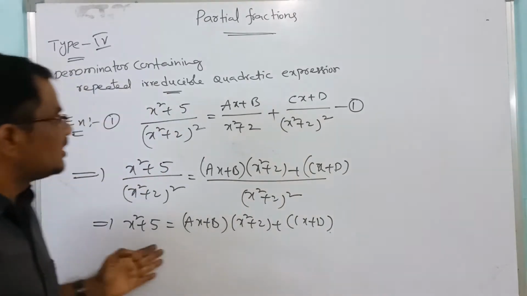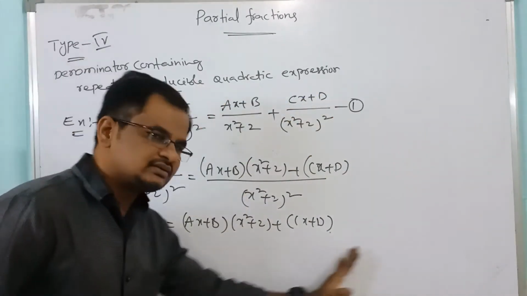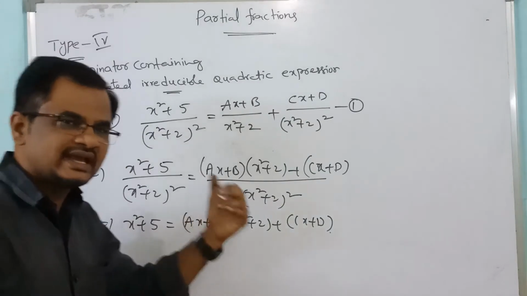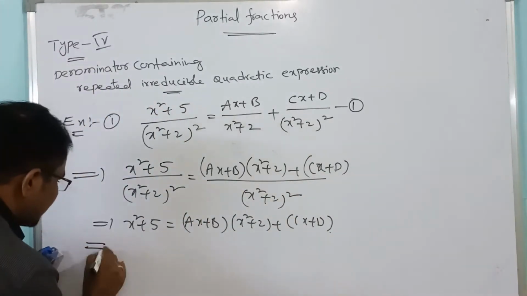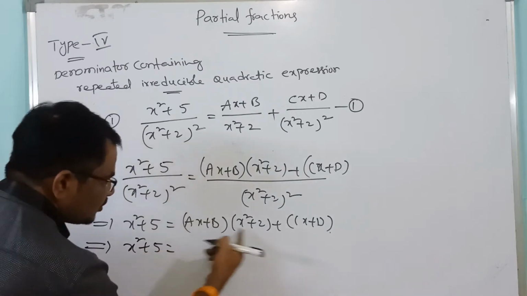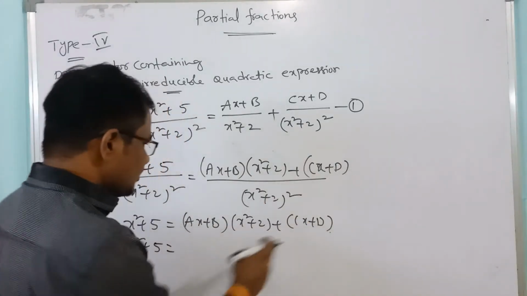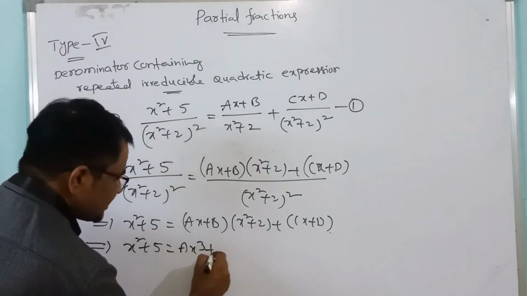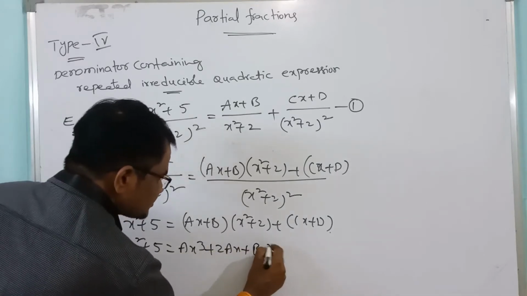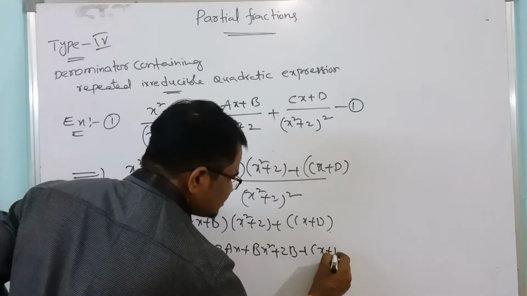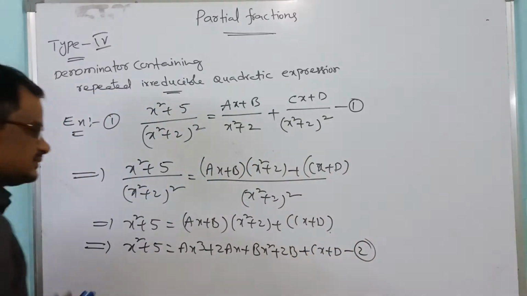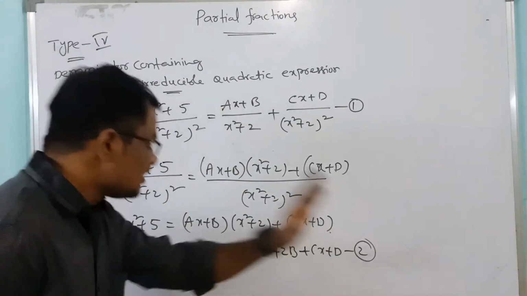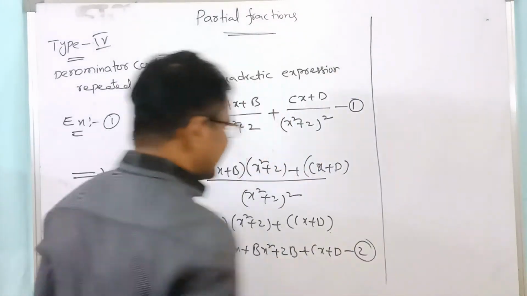So to get a, b, c, d, we have to compare all the terms. For the 4 unknowns we have to compare: x cube, x square, x and the constant coefficients. For easy identification we have to multiply this once again. See here: x square plus 5 equals ax cube plus 2ax plus bx square plus 2b plus cx plus d. Take this as equation number 2 now, right? In this one there is no substitution, that's why all the values should be found by comparing only.